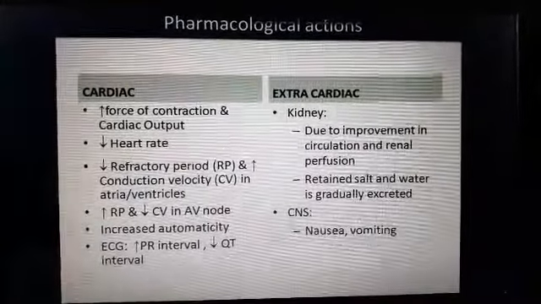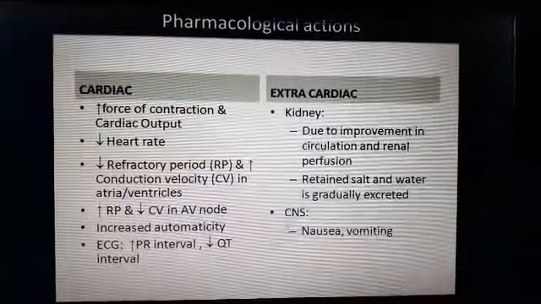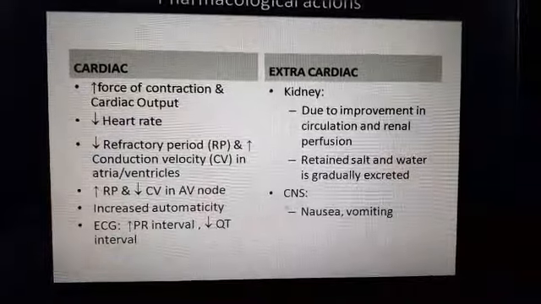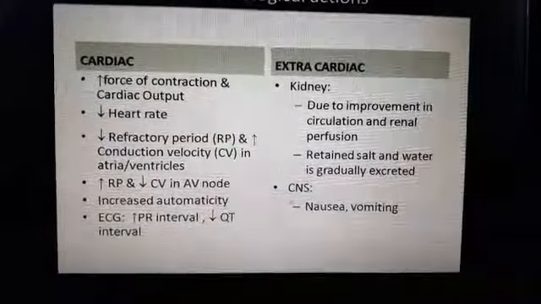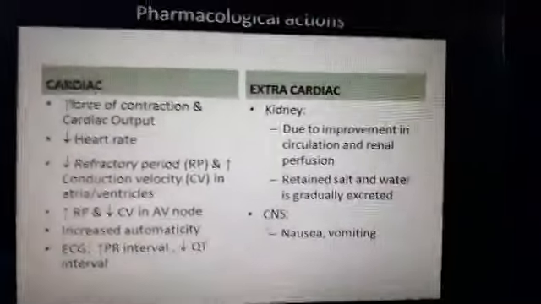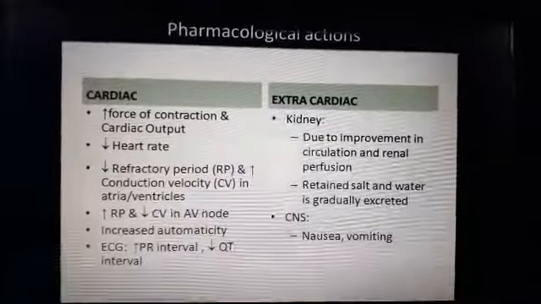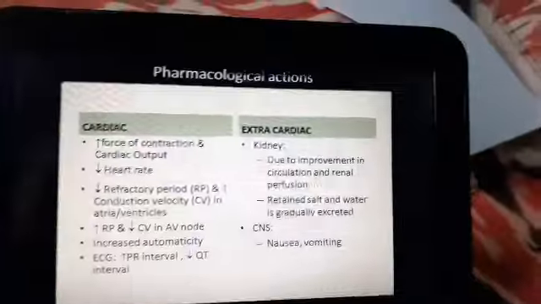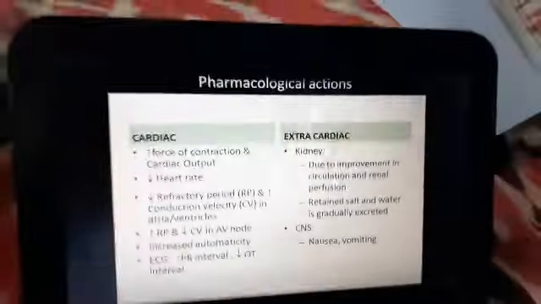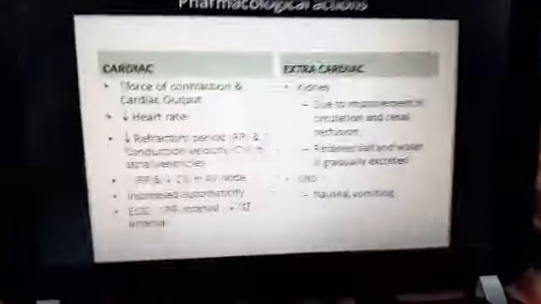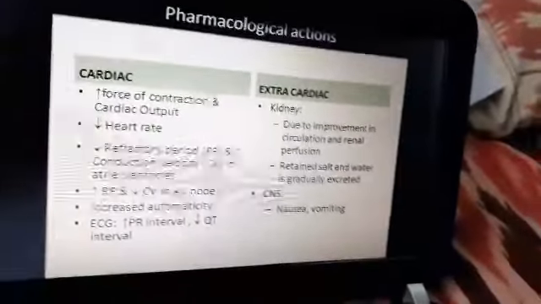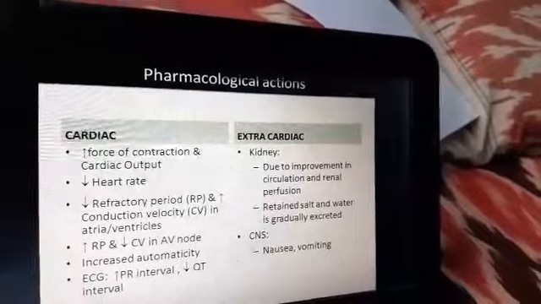There is decreased refractory period and increased conduction velocity in the atrium and ventricle, but there is increased refractory period and decreased conduction velocity in the AV node. So in the AV node, they cause a decrease in the conduction velocity. That means these drugs are used in the treatment of atrial arrhythmias like atrial flutter and atrial fibrillation, because when extra rhythm is generated from the atrium, the impulses tend to go to the ventricle.